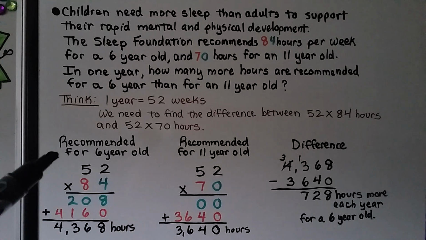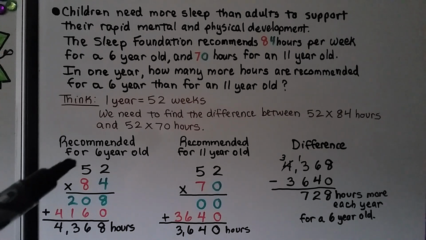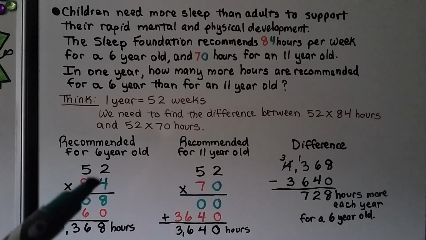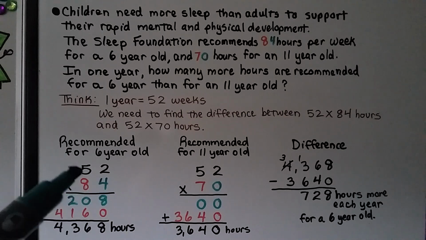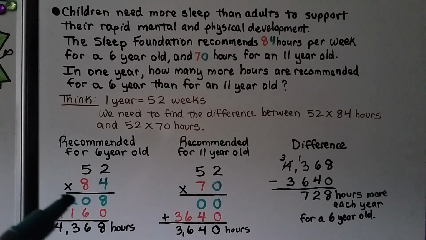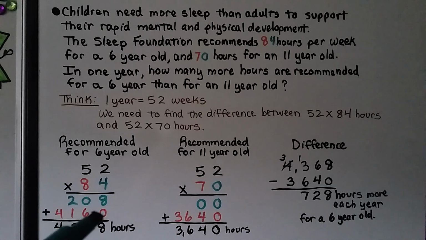And the recommended for a 6-year-old, we have 52 times 84. We start with the ones place and we multiply 4 times 2, which is 8, and 4 times 5, which is 20. So our first partial product is 208. Then moving to the tens place, so our partial product is going to start in the tens place. That's always a 0, remember.